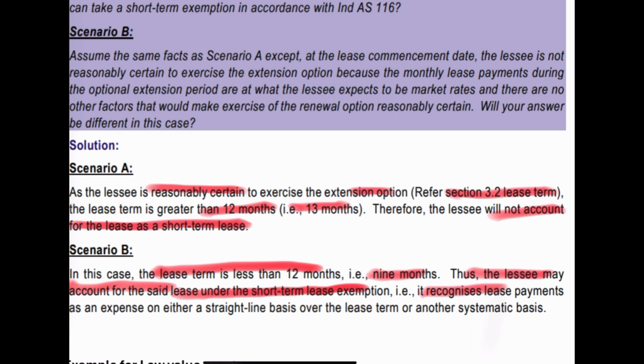It recognizes lease payments as an expense either on a straight-line basis or on another basis which systematically represents the situation. Okay, so here at the beginning of the lease there is a clear intention that the lessee will not extend further for the 4 months. So with that estimate, the lease period will be considered as only 9 months and the short-term lease exemption would be available here.